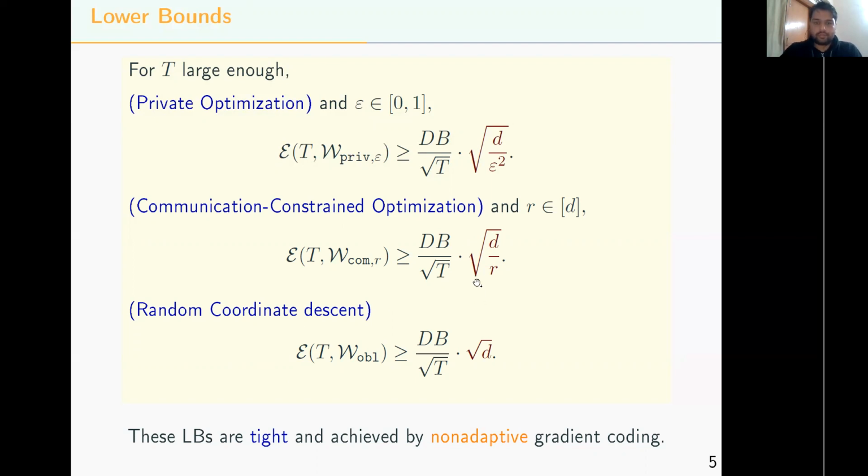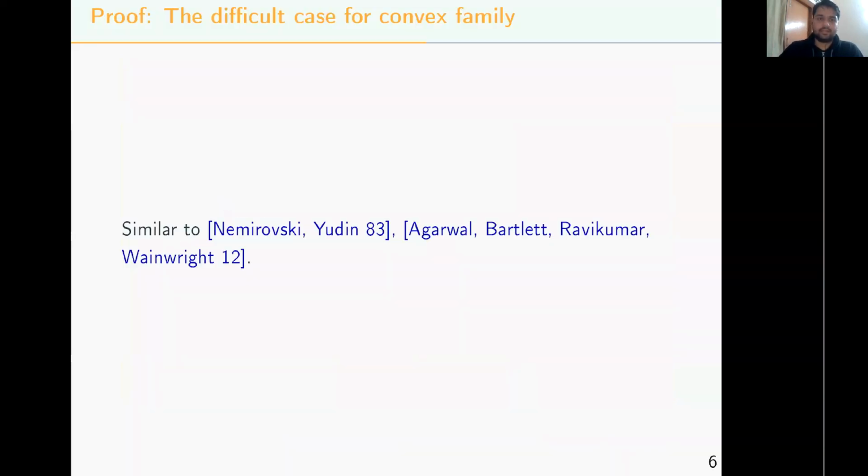So how do we go about proving this? The takeaway here, before I go to the proof, is that adaptive gradient coding does not help for this class at least. The proof idea is similar to previous works or previous lower bounds in this literature, in particular to Alekh Agarwal's 2012 paper.